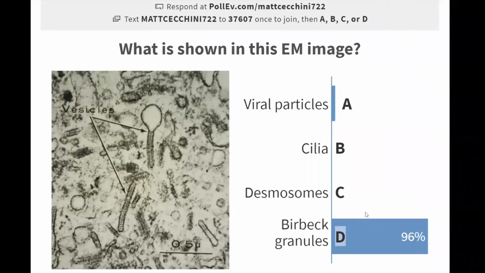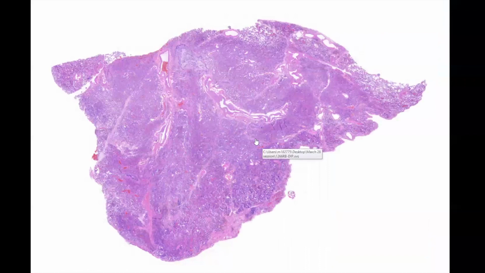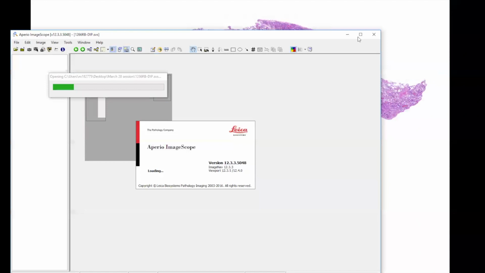Good job, everyone. So these are, in fact, Birbeck granules. Yes, and they do have the appearance of tennis rackets. Okay. So our next case here, we're kind of working along a similar theme.